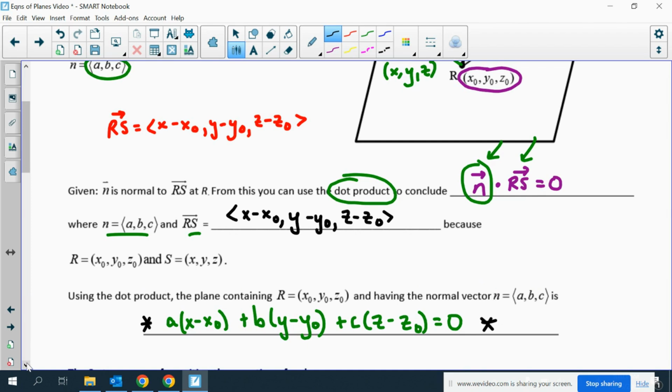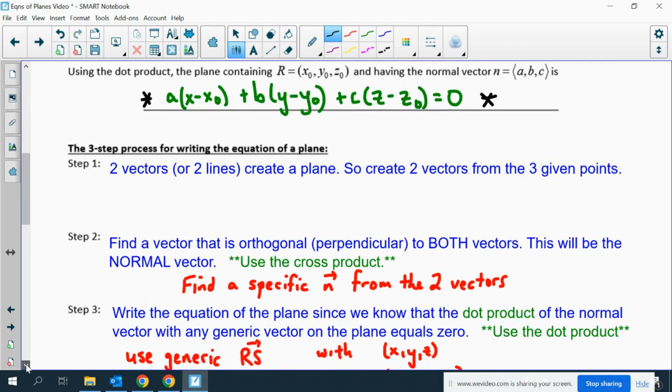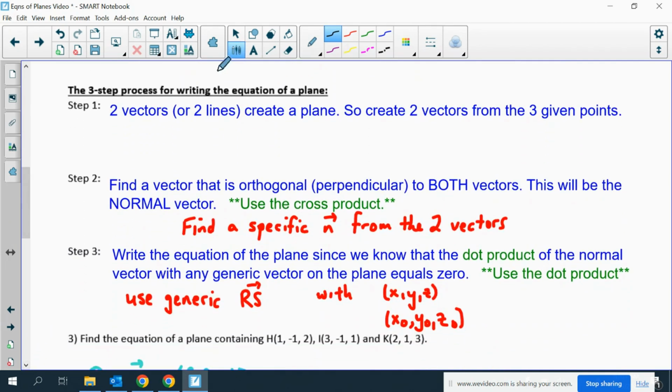Now, that looks very confusing until you see an example. So we're going to take a 3-step process for writing the equation of the plane. First, if we're given 3 points, we need to create 2 vectors from those 3 points. So that's not too hard. We know how to do that already.